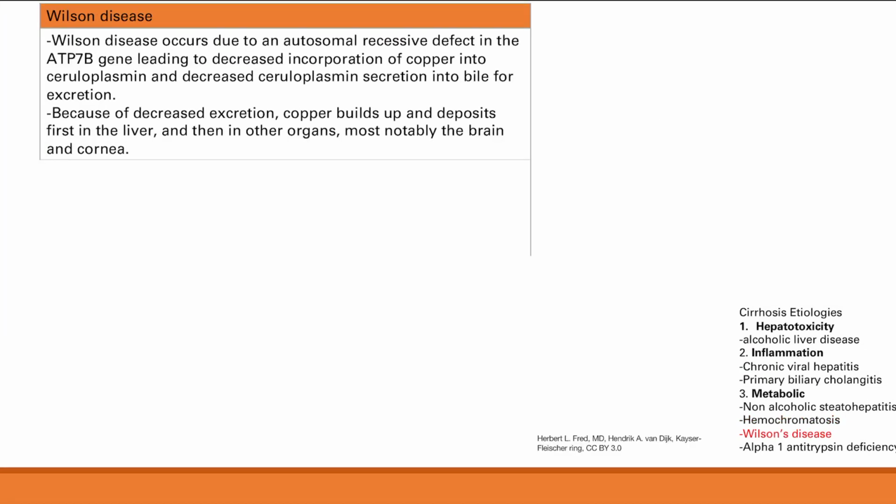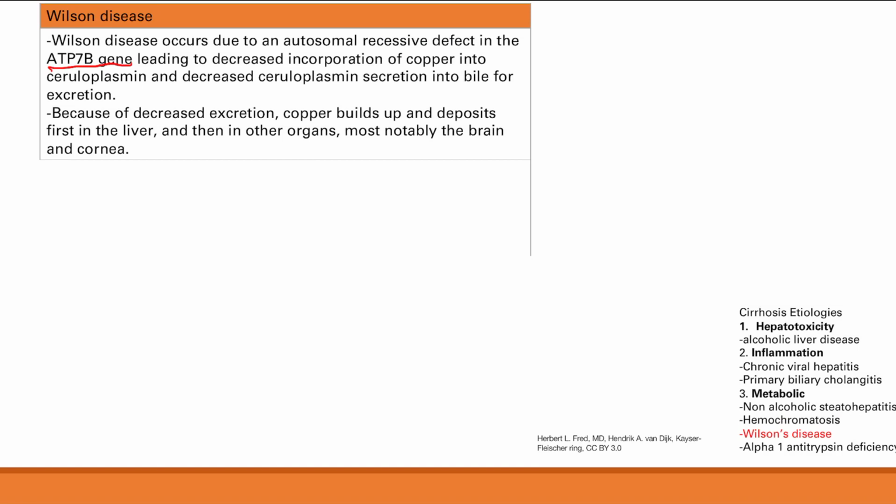Next, Wilson disease. So hemochromatosis was a problem with iron. Wilson is a problem with copper. Again, autosomal recessive defect, this time in the ATP7B gene. What happens is you get decreased incorporation of copper into ceruloplasmin. Okay, ceruloplasmin is a protein that carries the copper. And then there's also decreased secretion of the ceruloplasmin into bile for excretion.